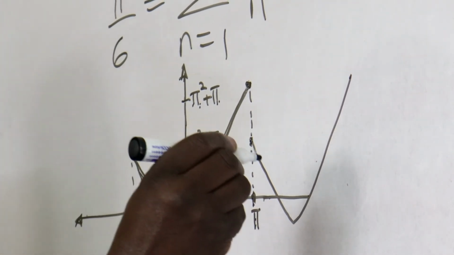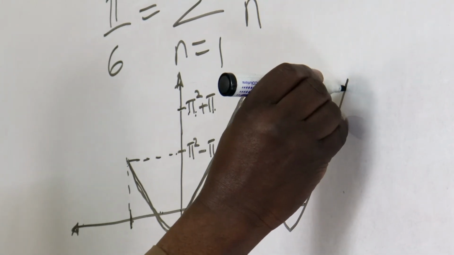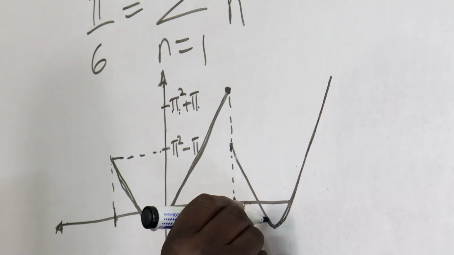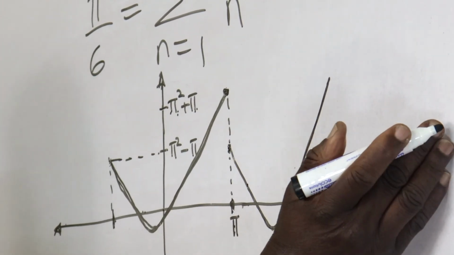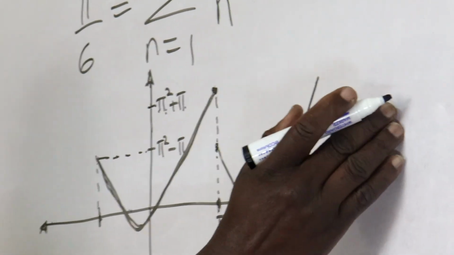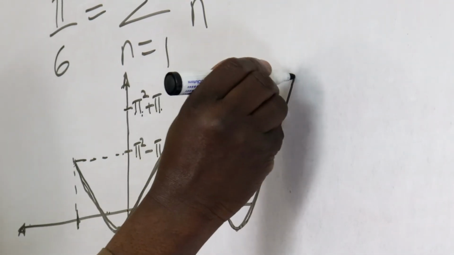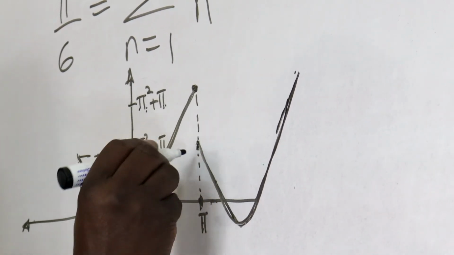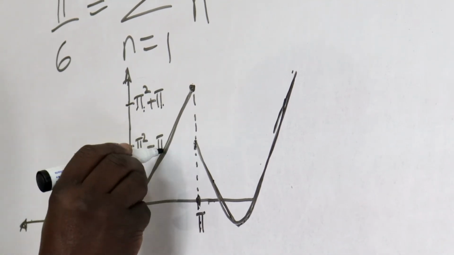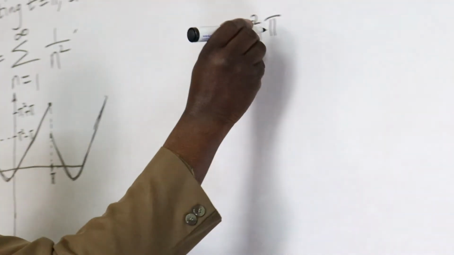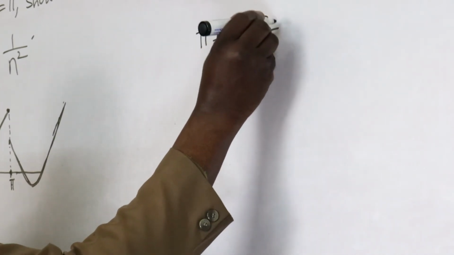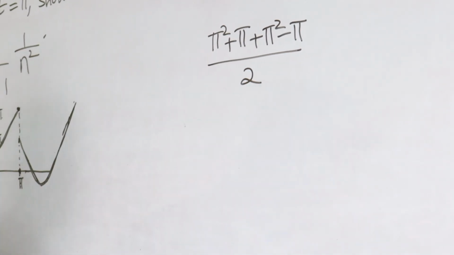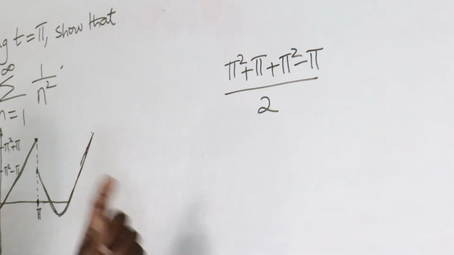Now, when we are moving in a negative sense, or in a backward direction, you are moving towards that point from right to left. So this will be a negative movement. So which value do we approach? We approach pi squared minus pi. So we say plus pi squared minus pi, and then we divide by 2.